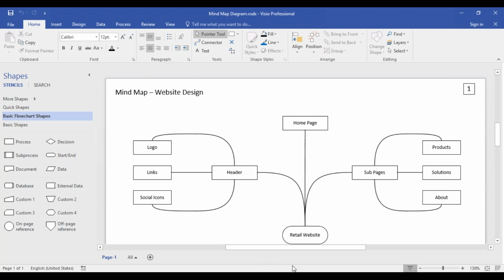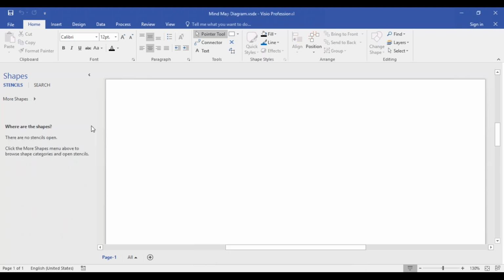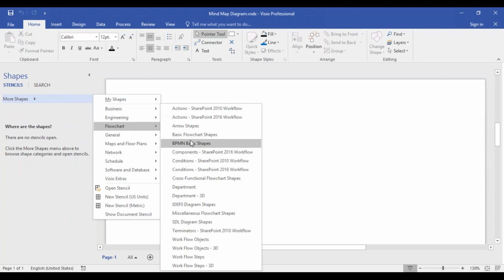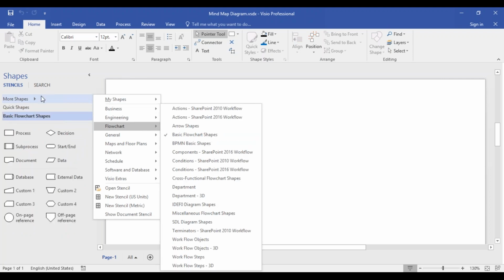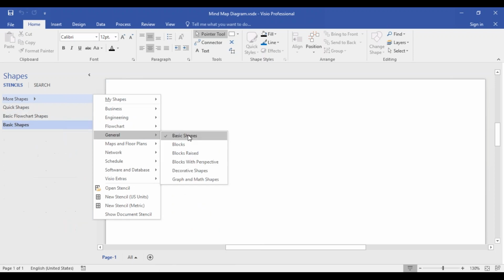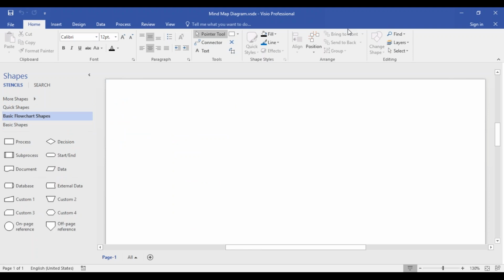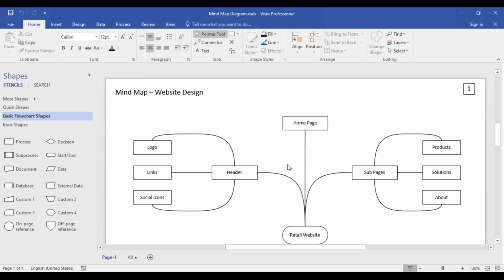Right? So now we will create this diagram. All you need is a basic flowchart shape and a basic shape. We have seen the basic flowchart shape in yesterday's session. We will use the same flowchart type and include, under general, the basic shapes. That's all. So you have added the required stencils. Stencils contain the shapes that should be used for representing the diagram that you intend to create.